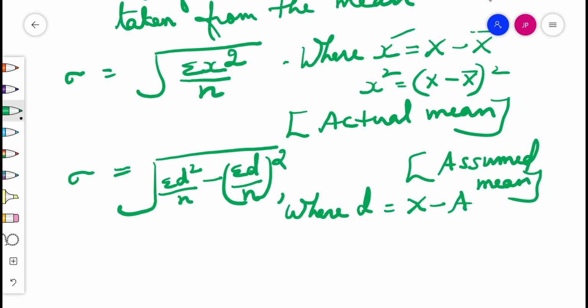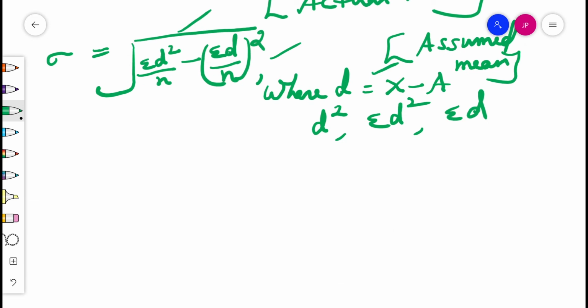Then what are the steps involved in this? Yes, we have to calculate the next step, d square, the square of d. We have to calculate d and d square, then sigma d square. Already we have calculated d, then sigma d. Then substitute the values in the formula with the number of observations. We do get the assumed mean method of the calculation of standard deviation.